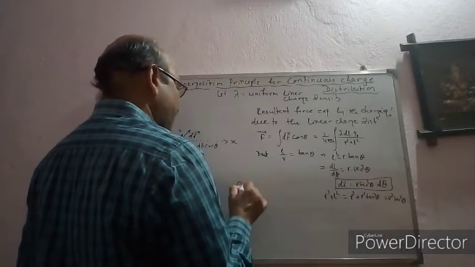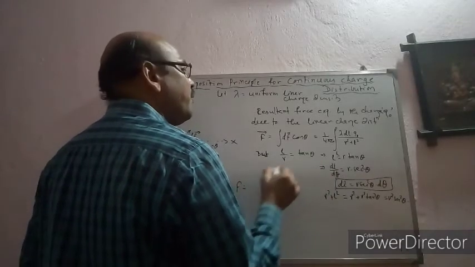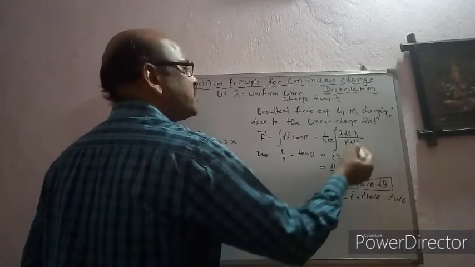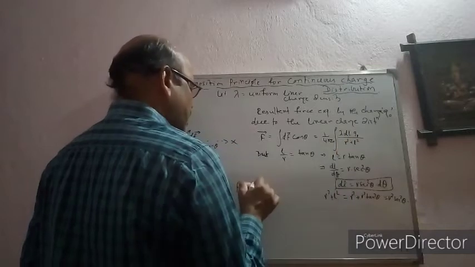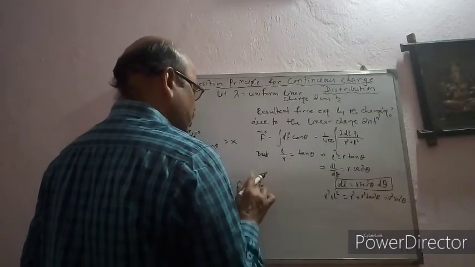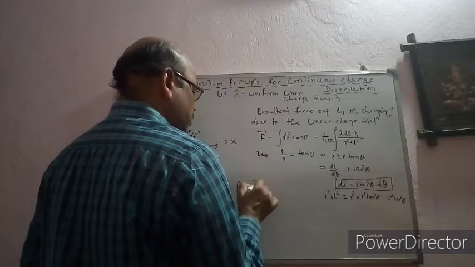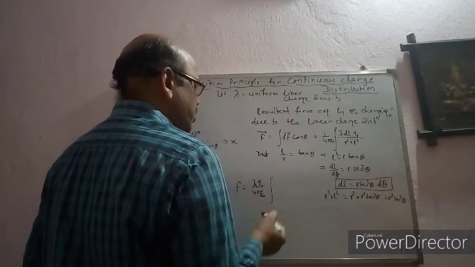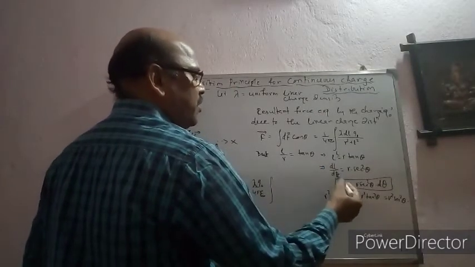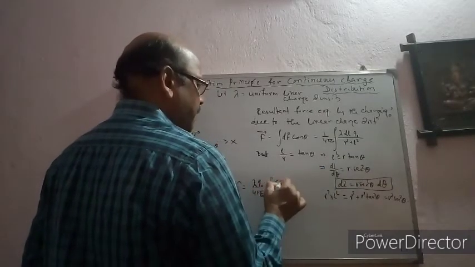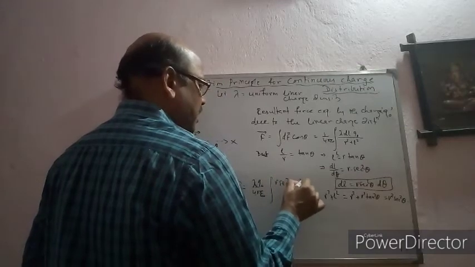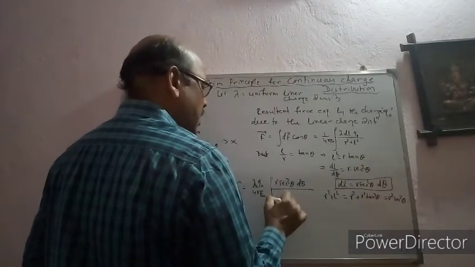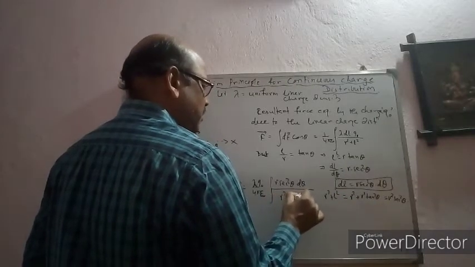Therefore the resultant force F is equal to 1 by 4 pi epsilon naught. Take the constants out. Lambda and Q naught are constant, so lambda into Q naught by 4 pi epsilon naught. Now the integration: the dl value we have already found, R sec square theta d theta, divided by R square plus L square, which we have already found out to be R square sec square theta.